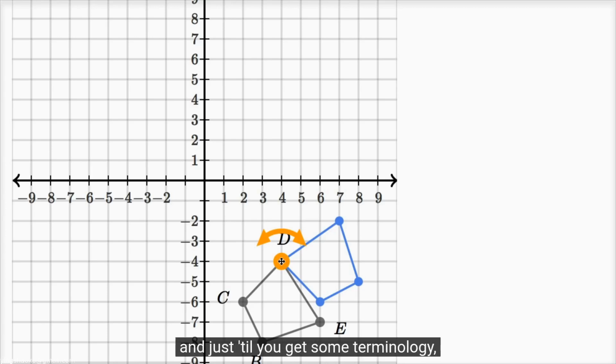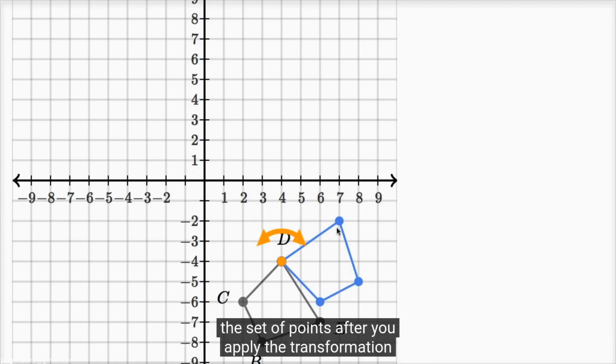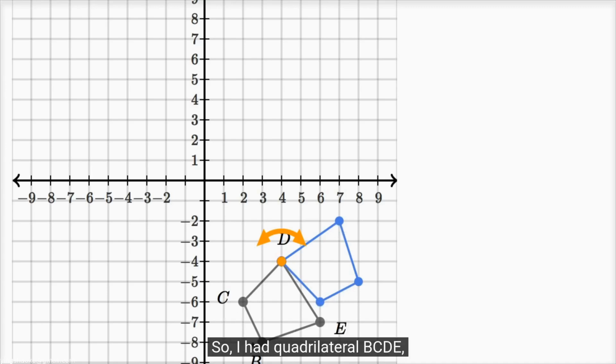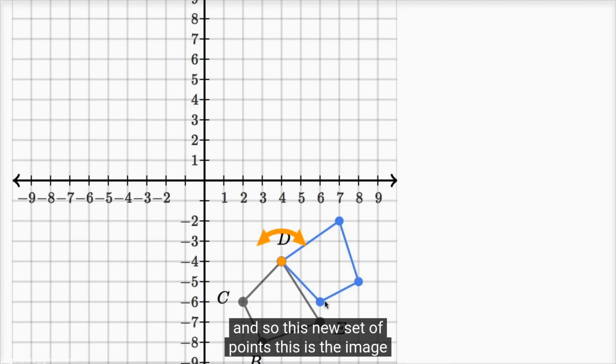And just so you get some terminology, the set of points after you apply the transformation is called the image of the transformation. So I had quadrilateral B, C, D, E. I applied a 90-degree counterclockwise rotation around the point D. And so this new set of points is the image of our original quadrilateral after the transformation.